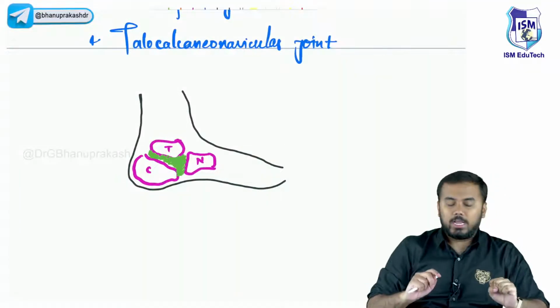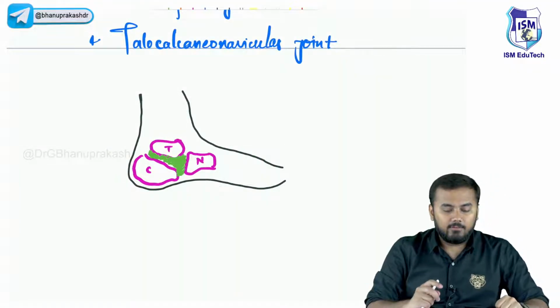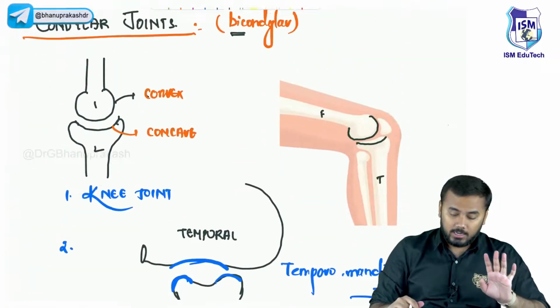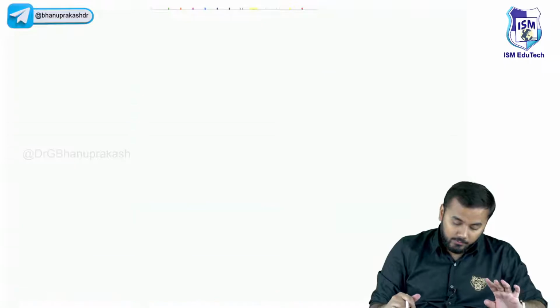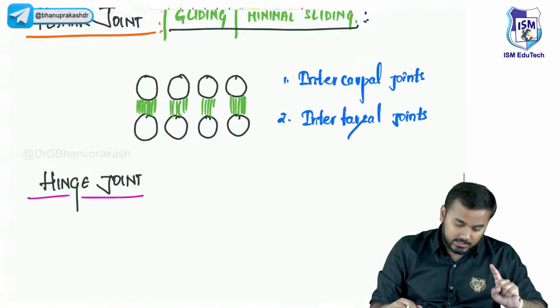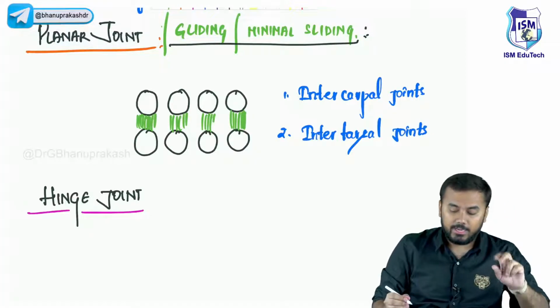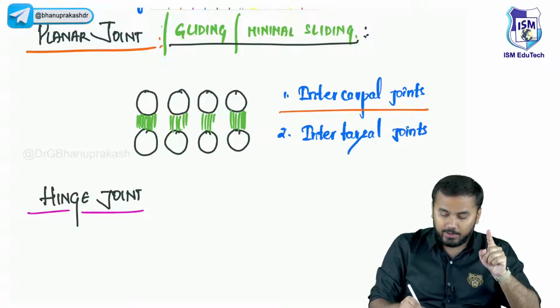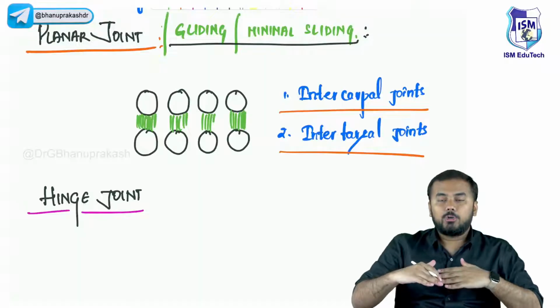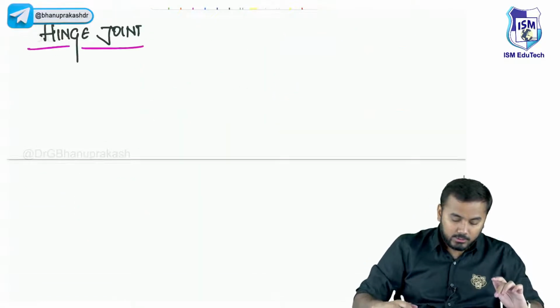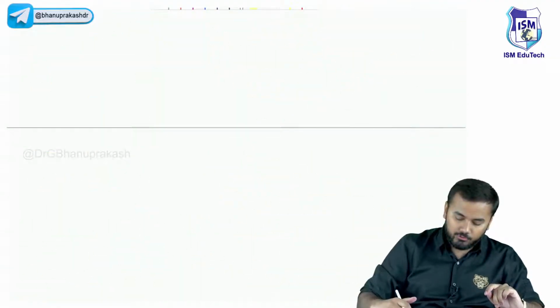Chalo. So guys, we are basically done with the discussion of all the types of joints. Now what I'm trying to tell you is that in the starting we discussed planar joints, right? In the planar joints we took two examples, intercarpal and intertarsal. Now I wanted to add a few more examples to it. So let us discuss a few more examples of planar joint.